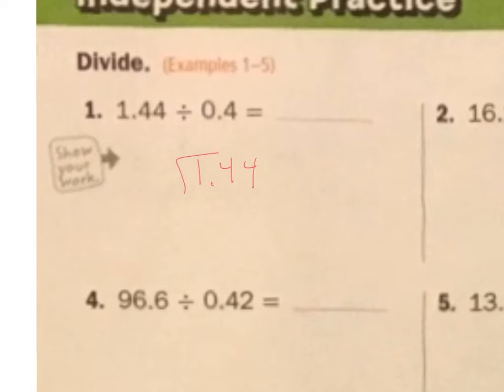1.44 divided by 0.4. The key is to get this to be a whole number. So we get rid of the decimal by going over 1. Now it's just 4, but then we have to take this over 1. And then we take it up.